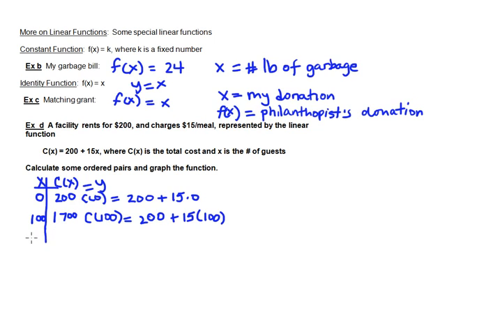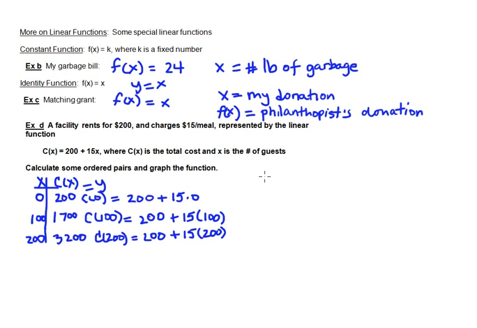And if you wanted to have a larger event with 200 people, we can plug in that number. And so the cost of 200 people is going to be the initial $200 facility rental plus 15 times 200. And that comes out to be 15 times 2 gives us 30, and 100, so that's $3,000. But 3,000 plus 200 gives us 3,200. So now we have 3 ordered pairs that we can use to plot.